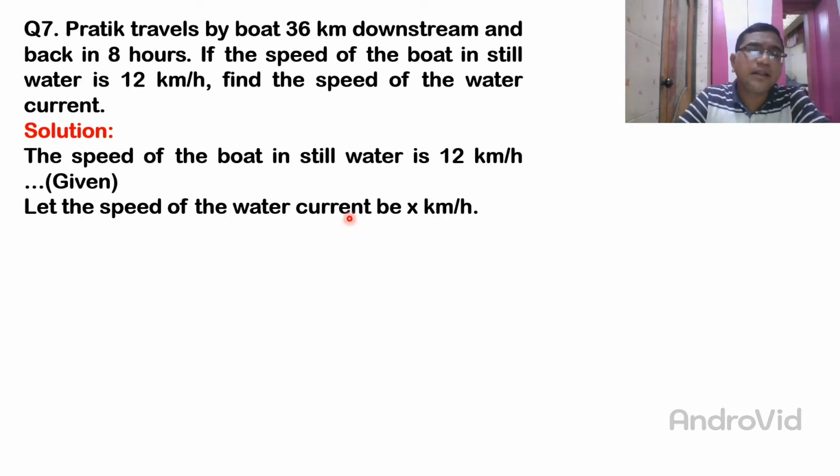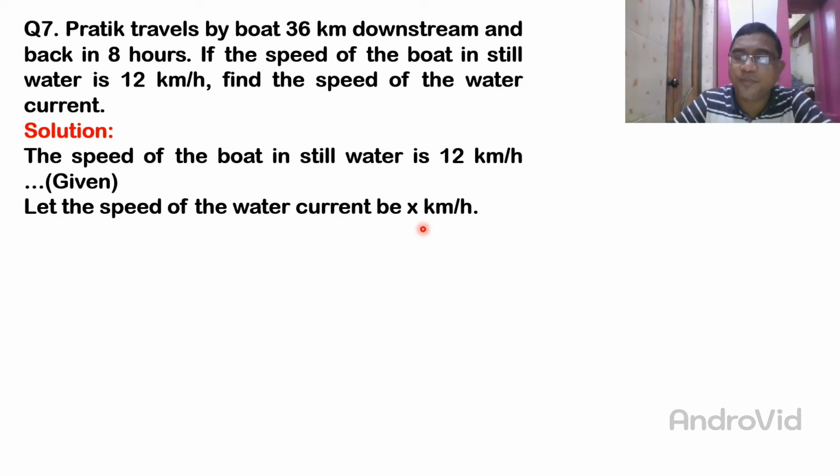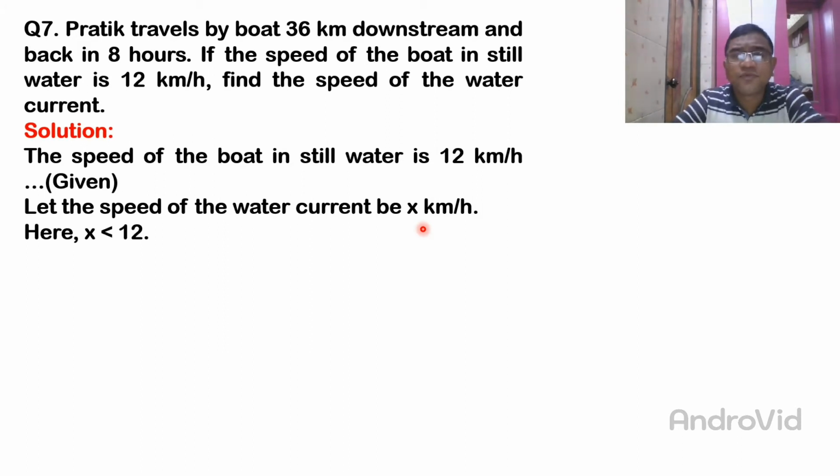Let the speed of the water current be unknown. So what is the speed of the water current? We don't know. Whatever you don't know, we consider as any alphabet from A to Z. So the speed of the water current can be considered as x. So I write there x km per hour. The speed of the boat in still water is 12 km per hour. So it is coming x plus 12.